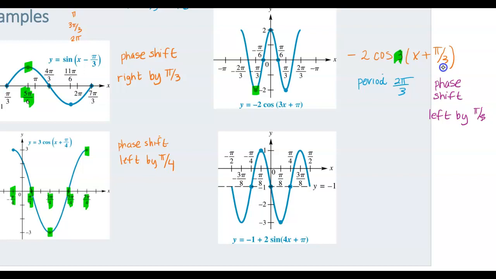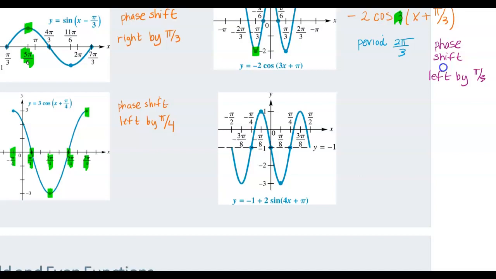Cosine has a maximum that it normally starts at, but it got flipped upside down. So just the phase shift would have started here. It would have been like this. But then the whole graph got reflected, and that's why our starting point is down here. At first glance, it looks like this isn't reflected because there is what looks like a maximum point up here, but it's because it's a combination of a reflection and then also shifted over.